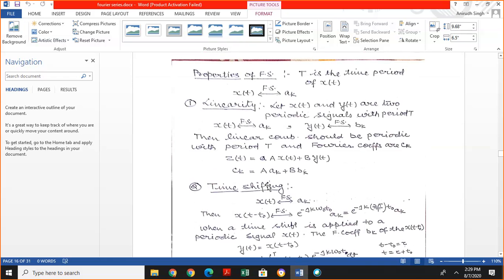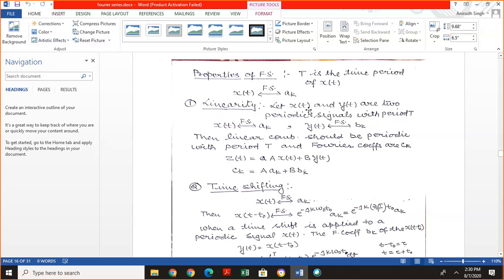Properties of Fourier series. If T is the time period of x of t, x of t is a periodic signal, because we can write Fourier series only for a periodic signal. So T is the time period of x of t, and x of t and ak are a Fourier series pair. This means if we know x of t, we can easily calculate all the coefficients of the Fourier series, and if we know the Fourier coefficients, we can easily calculate x of t.